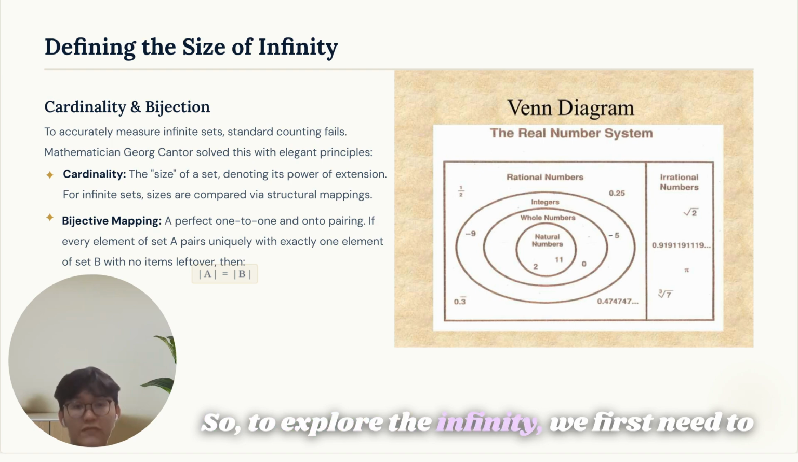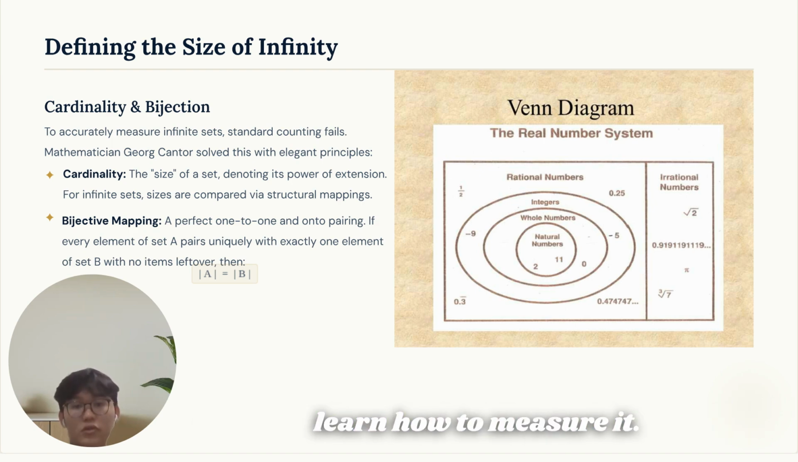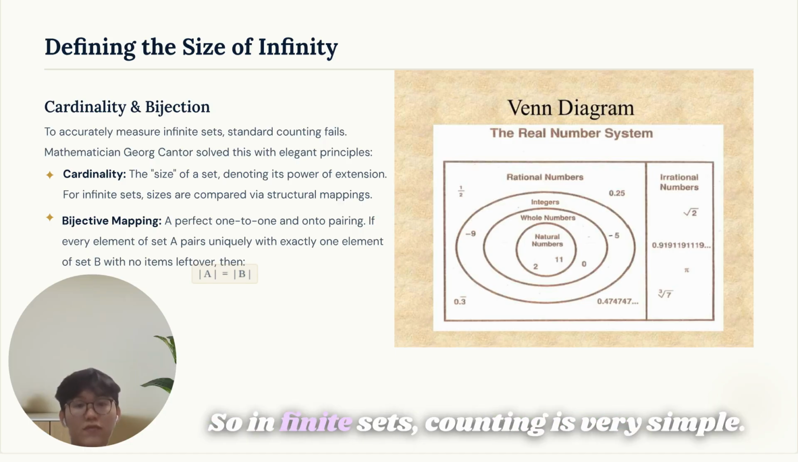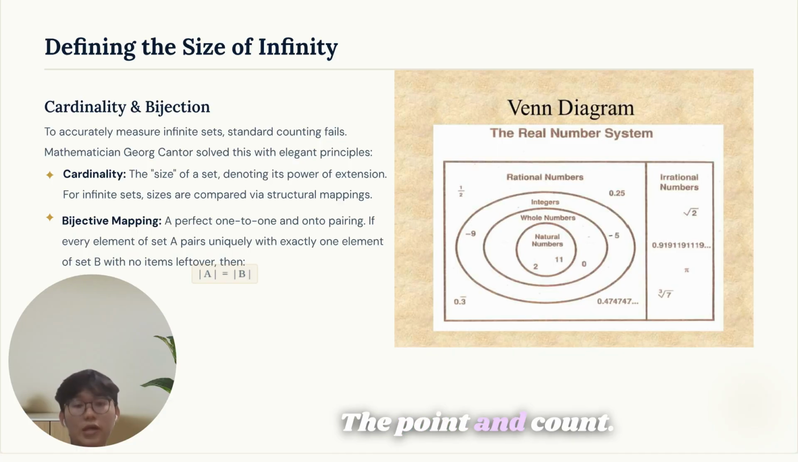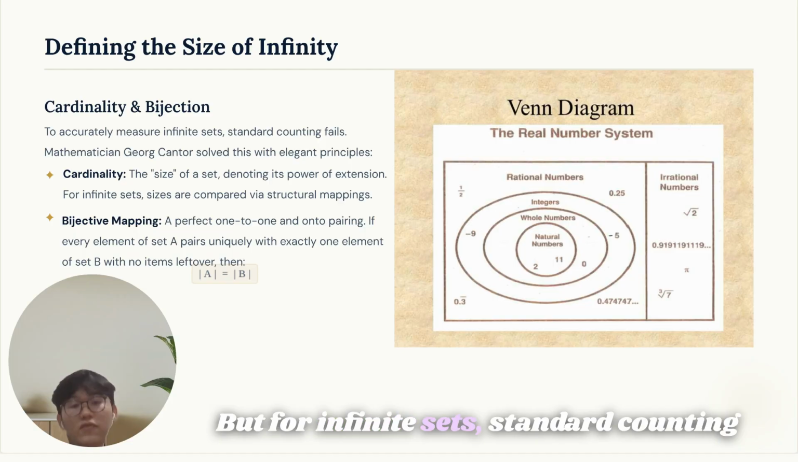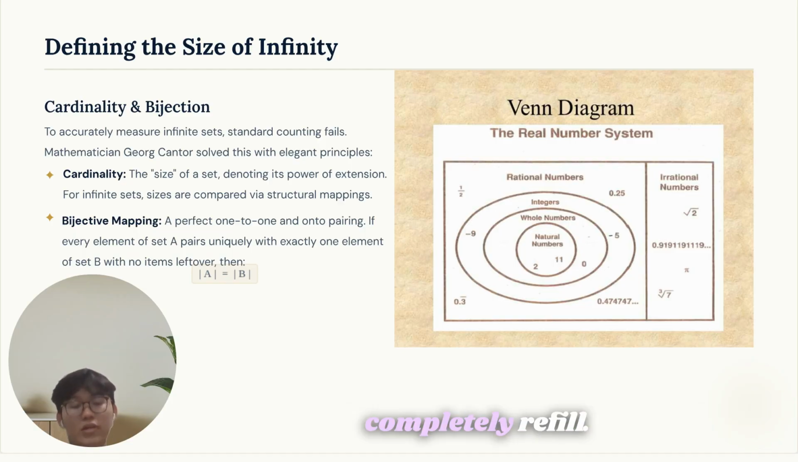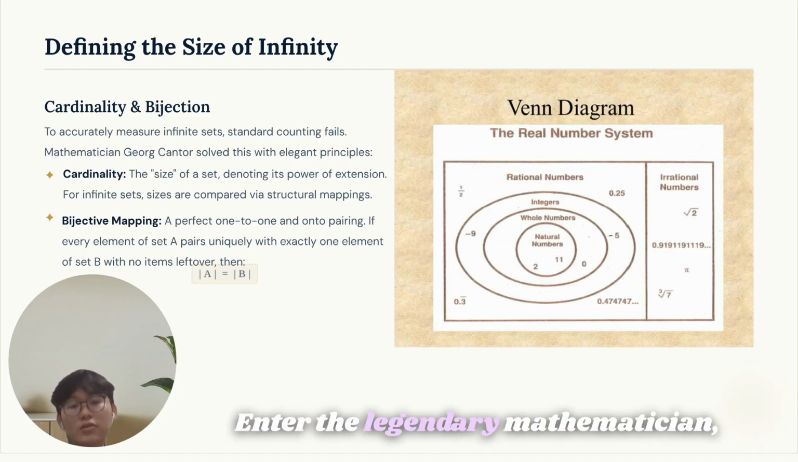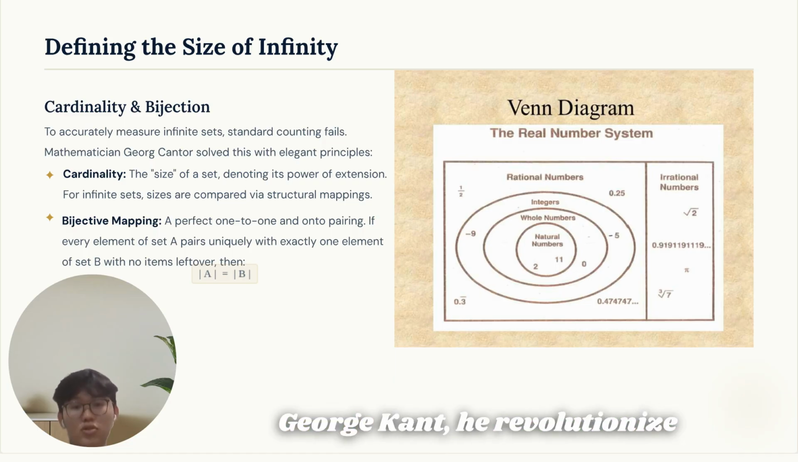To explore infinity, we first need to learn how to measure it. With finite sets, counting is very simple. You point and count 1, 2, 3. But for infinite sets, standard counting completely fails. Enter the legendary mathematician Georg Cantor.